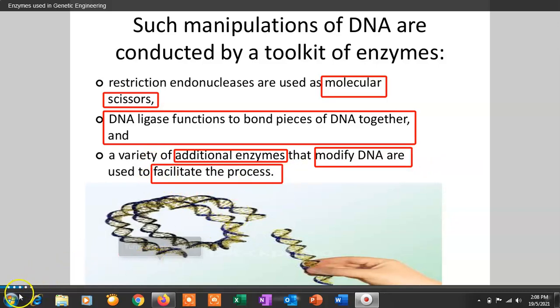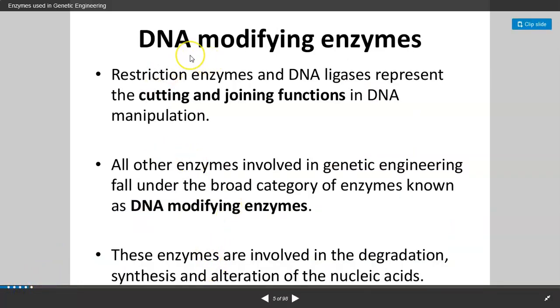So we will see these DNA modifying enzymes. The restriction enzymes, called molecular scissors, and the DNA ligases represent the cutting and joining functions in the DNA manipulation process. Basically, restriction enzymes are used to cut DNA molecules at specific sites, and DNA ligases are used to join the DNA fragments.